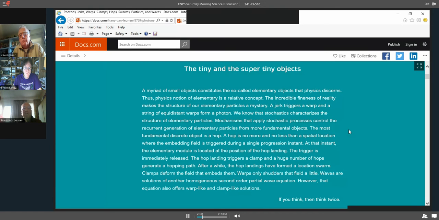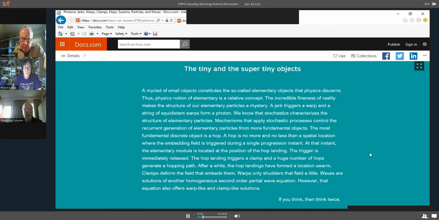So I'm reading your paragraph here. I'm displaying your introduction. So you say the most fundamental discrete object is a hop, right? Yep. So a hop is more fundamental than an electron or anything else, right?